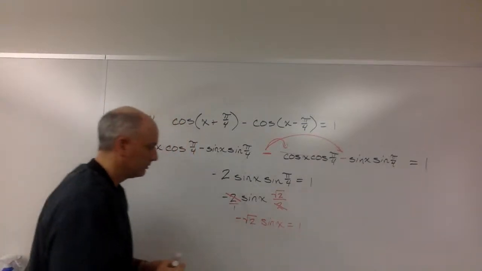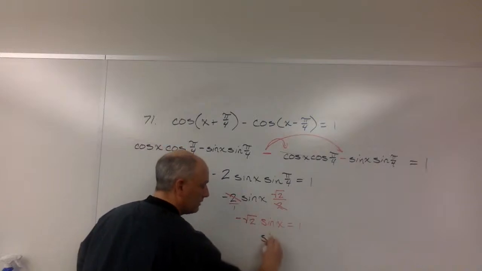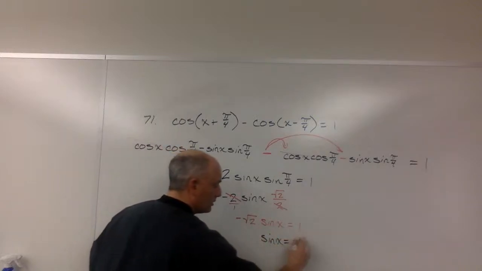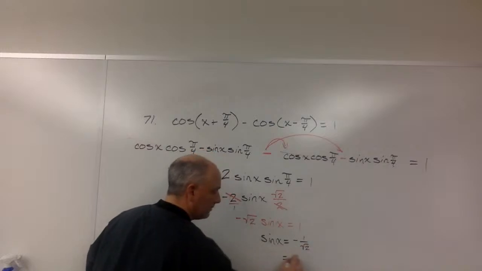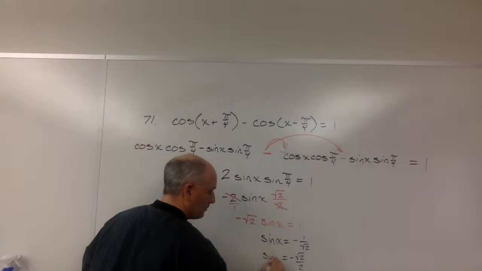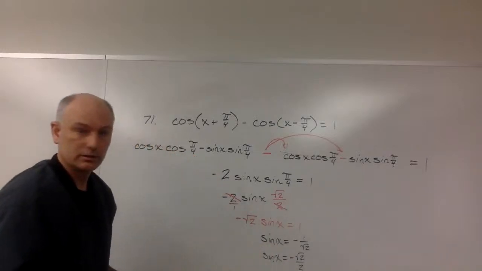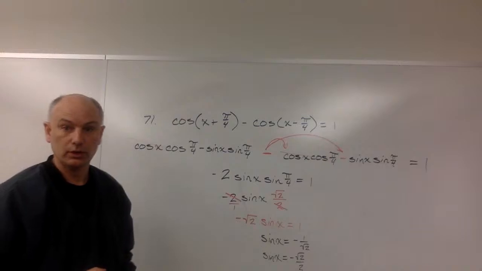Now we'll go ahead and move the negative radical 2, so we get the sine of x is equal to negative 1 over radical 2. We will need to rationalize that. So the sine of x is equal to negative radical 2 over 2.